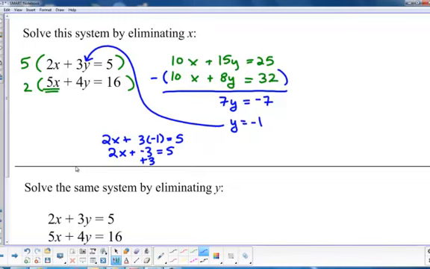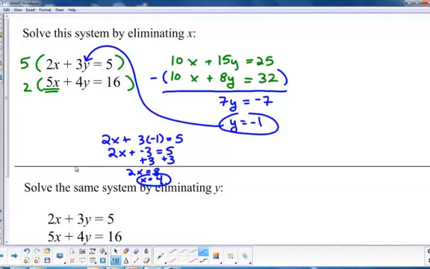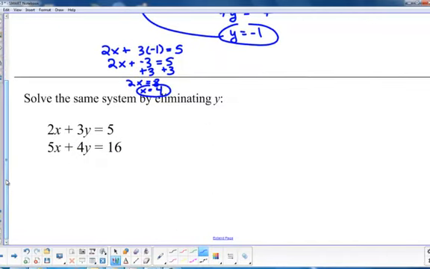So you would add 3. So x is 4. Now the bottom part says to solve by eliminating y for x. So I would make both of these 12. I multiply this one by 4 because this has a 4, and I multiply this by 3 because of that 3. So we would get 8x plus 12y equaling 20.